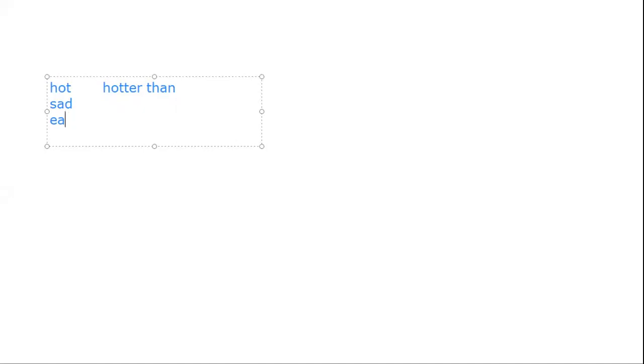So we have hot. I have the next one that is sad. And if you can see, okay, I have a vowel and then I have a consonant. So what is going to be the comparative form for this adjective? Sadder than. Okay, and how do you spell it? S-A-D-D-E-R. Excellent.